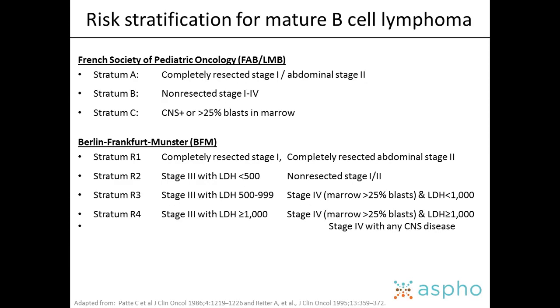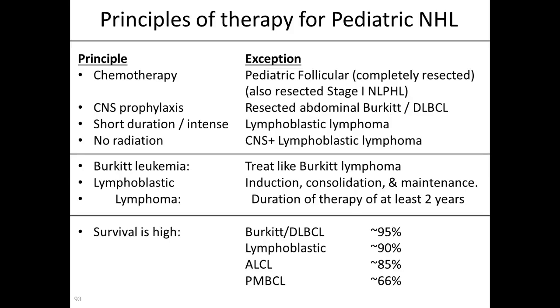There's a couple different ways we can risk stratify, but it's always based on the stage at diagnosis, whether or not there's CNS or marrow involvement, and in the BFM system, it also uses those, but it also incorporates LDH. In terms of principles of therapies, on the left are the principles, and then, of course, on the right, there's always an exception to the rule. So there's intensive chemotherapy for all. The exception is a completely resected pediatric follicular lymphoma. Now, that's not follicular lymphoma in a pediatric patient. That is pediatric follicular lymphoma, which is a distinct entity invented in 2008, but it's distinct from adult follicular lymphoma.